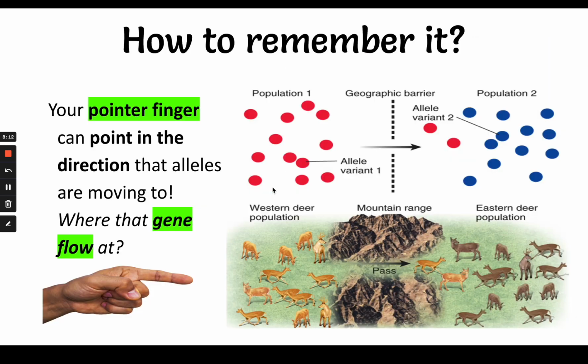So that's gene flow. So how do you remember it? Well, think of your pointer finger can point in the direction that the alleles are moving to. So think about where that gene flow is going. Here's just another example. We have some deer separated by a mountain range. However, there is a pass that they're allowed to cross over. We'll call them the red dot deer on one side, and we have the blue dot deer on the opposite side. Two of the red dot deer cross over that geographic barrier, and so now their genes, their alleles, are going to be mixing with the blue dot deer.